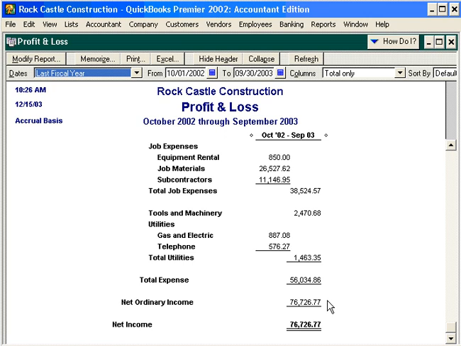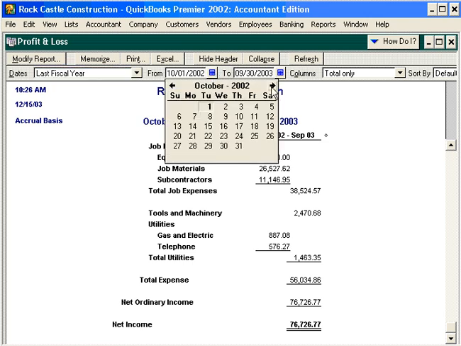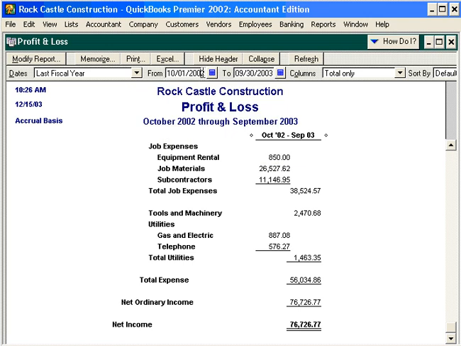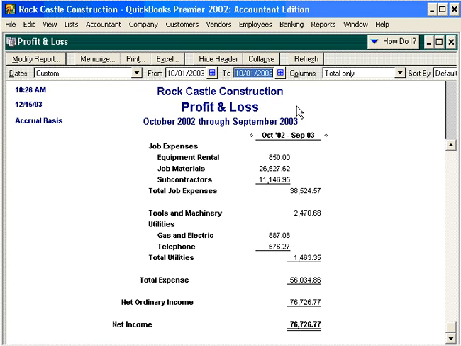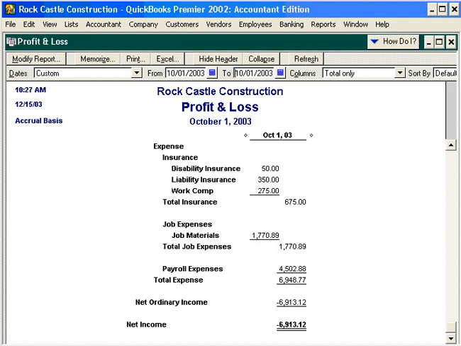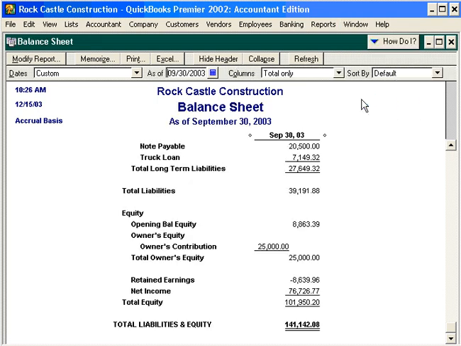Now, let's look at an income statement and a balance sheet for the first day of the next year, which would be October 1st, 2003. Let's just change this to a 3 and move this forward by one day. Let's refresh, and now we see for our first day of the year we had a loss of $69.13. Let's do the same thing with our balance sheet.